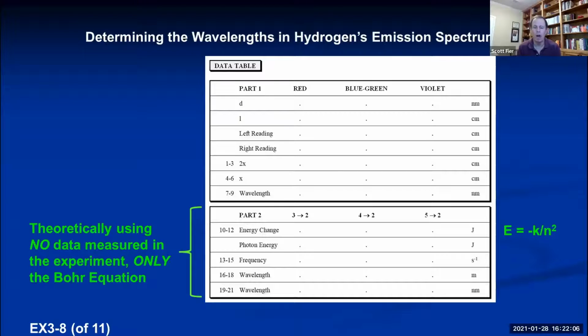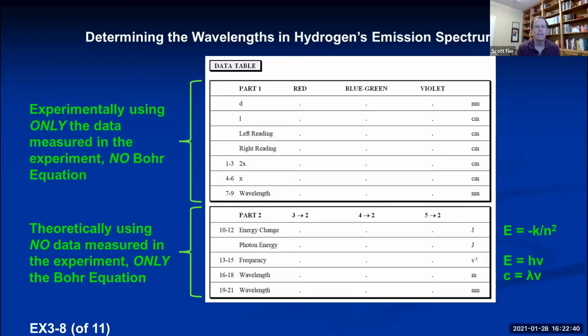Now that we have the photon energy, if you know the energy of the photons, you can calculate the frequency of those photons by going E equals h nu. We've just calculated the energy of the photon. We know Planck's constant. You can get the frequency. And then once you have the frequency, you can calculate the wavelength, because the speed of light equals frequency times wavelength. So everything here in part 2 has nothing to do with any data from part 1. If you're using part 1 data to do part 2, you're doing it incorrectly. Now for part 1, you're going to use only the experimental data given, no Bohr equation. So you're going to record all the data.